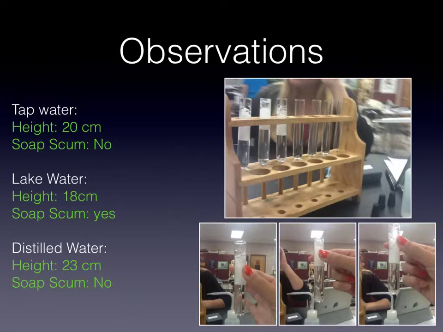Our observations and results led to this. In tap water, the height of the soap was 20 centimeters and there was no soap scum. In the lake water, the height was 18 centimeters and there was soap scum. In the distilled water, the height of the soap was 23 centimeters and there was no soap scum.